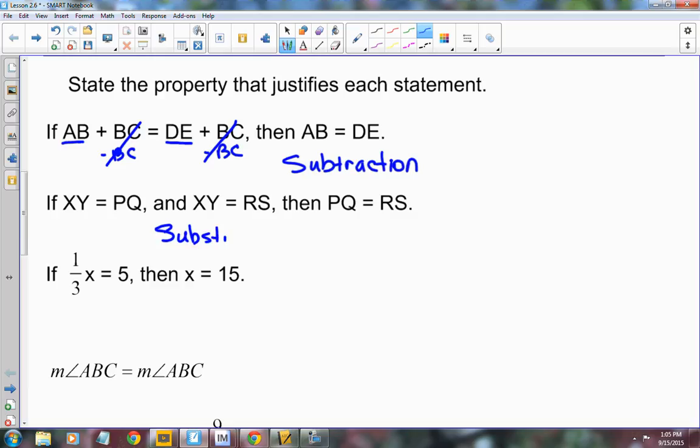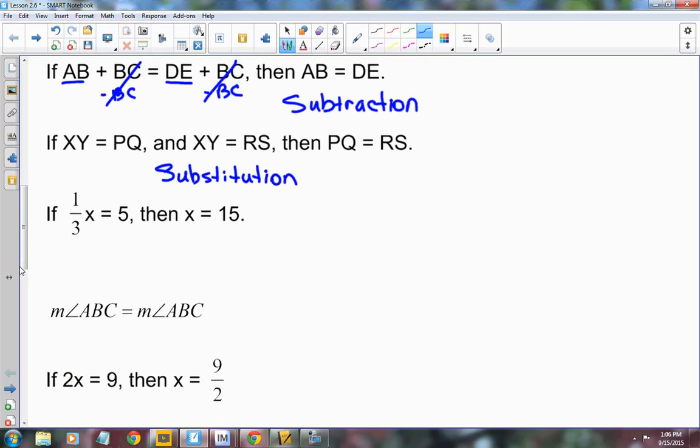Now, I don't care if you use abbreviations. Just be careful that we can distinguish between subtraction and substitution. You have to use more than just sub. Okay? Alright, here's an easy one. What do we do to solve this guy? How do we get from here to here? Multiplication, right? Multiply both sides by 3. Multiplication.